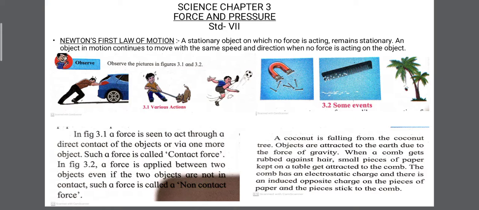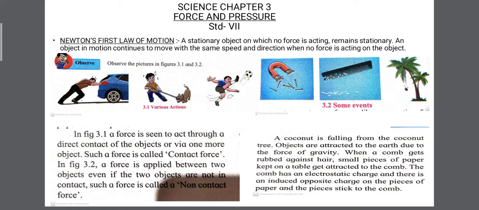a coconut is falling from the coconut tree, and objects are attracted to the earth due to the force of gravity. When a comb is rubbed against the hair, small pieces of paper kept on the table get attracted to the comb. The comb has an electrostatic charge, and there is an induced opposite charge on the pieces of paper, and the pieces stick to the comb.